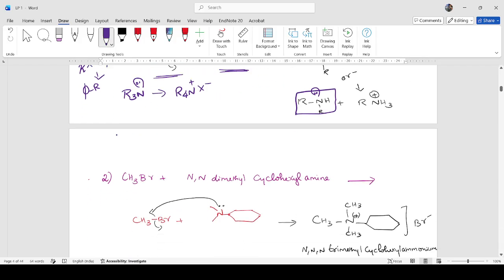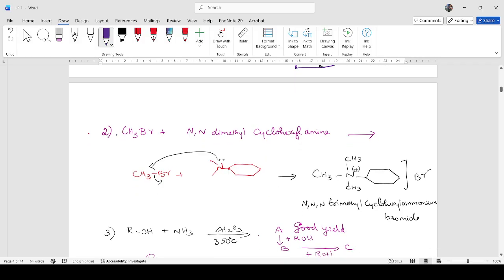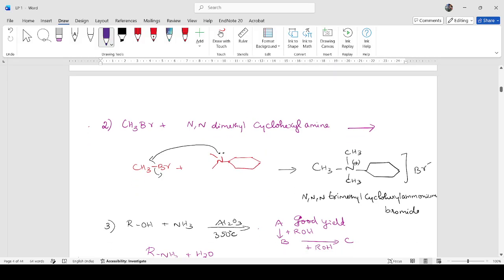Okay. The CH3Br is reacting with N,N-dimethylcyclohexylamine. We're looking at the nomenclature here. This is cyclohexane. To this, the nitrogen is attached, and two methyl groups are there. The same nitrogen has one methyl and another methyl. So I call it N,N-dimethylcyclohexylamine. It is an amine, cyclohexylamine.